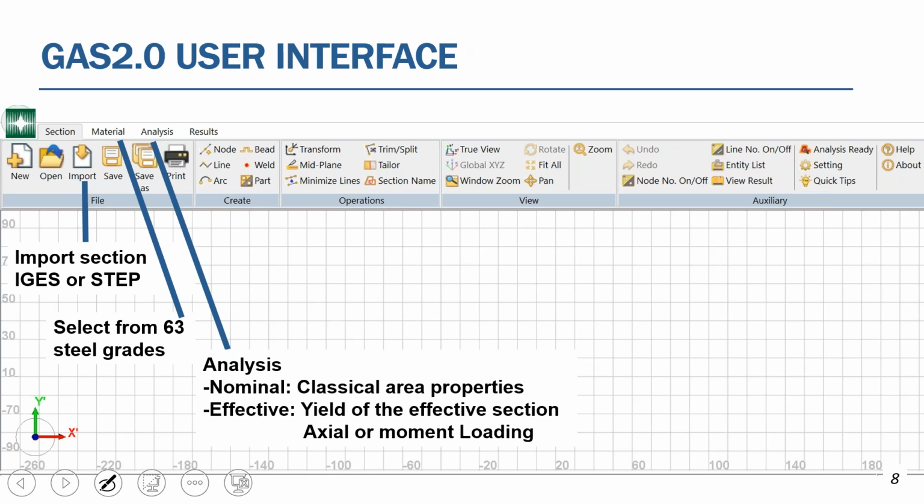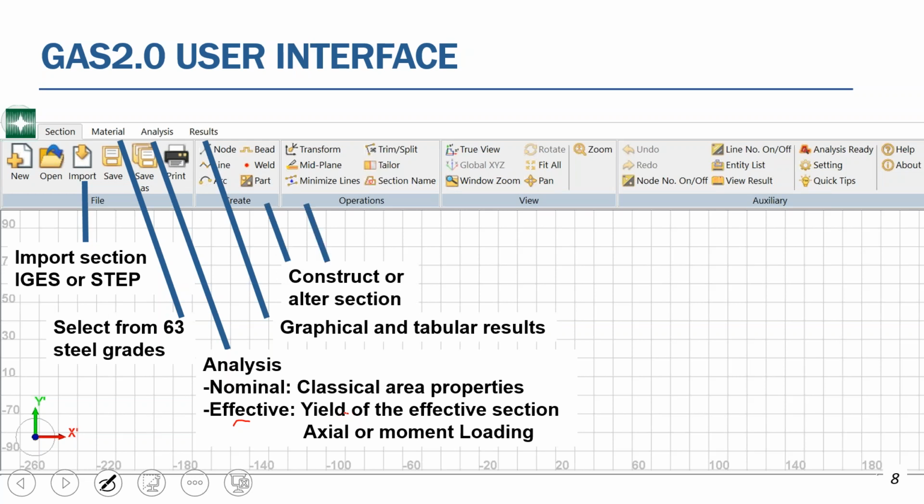GAS does two kinds of analysis. One is called a nominal analysis. That's the classical area properties that you're probably very familiar with. It also does something called the effective analysis, which is the yield of the effective section that we have just been looking at. The results are shown graphically as well as in a table of results.